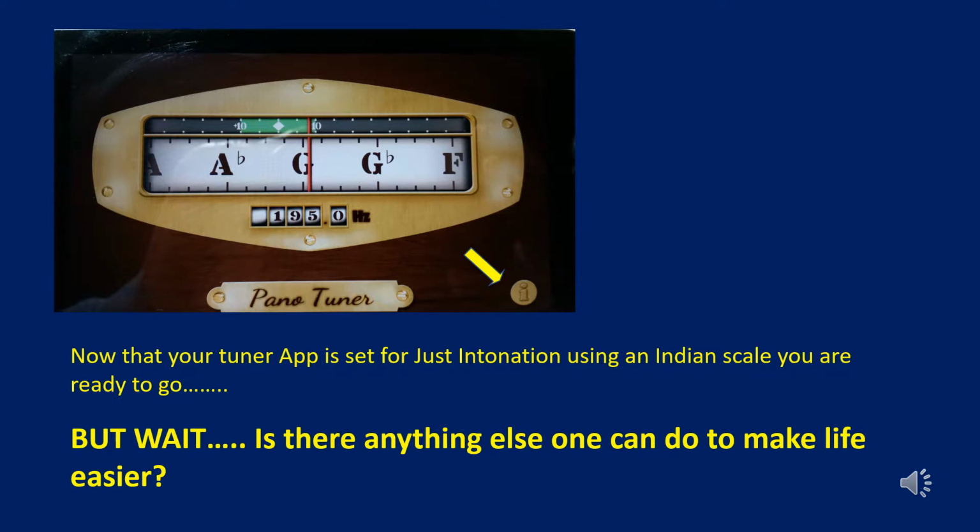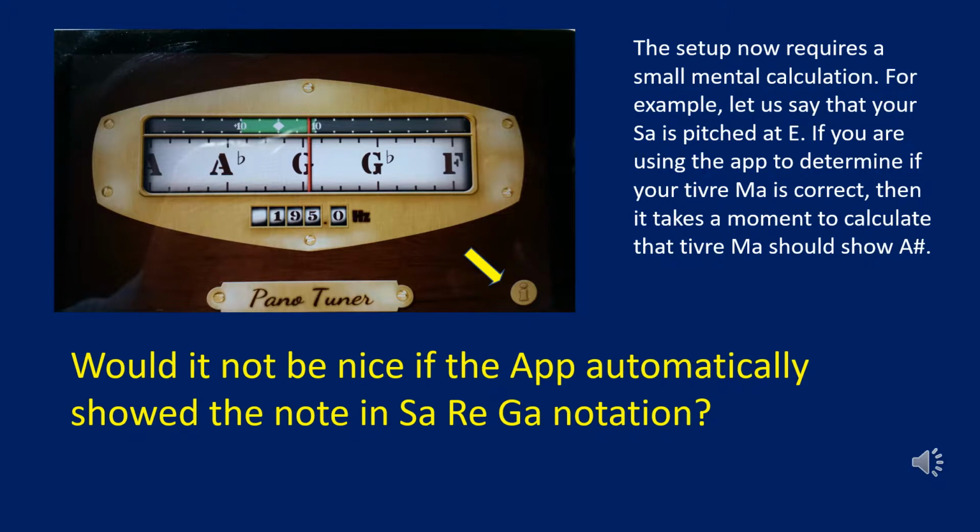Now that your tuner app is set for just intonation using the Indian scale, you're ready to go. But wait, is there anything else one can do to make life somewhat easier? The setup now requires a small mental calculation. For example, let us say that your sa is pitched at E. If you're using the app to determine if your tivrama is correct, then it takes a moment to calculate that tivrama should show A sharp. Would it not be nice if the app automatically showed the note in sa re ga notation?